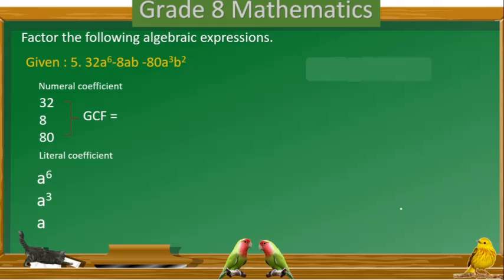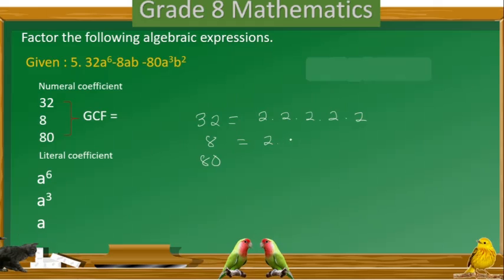Then first we're going to find the common factor of 32, 8, and 80. For 32 we have 2 times 2 times 2 times 2 times 2. 2 times 2, 4 times 2, 8 times 2, 16 times 2, 32. Okay.